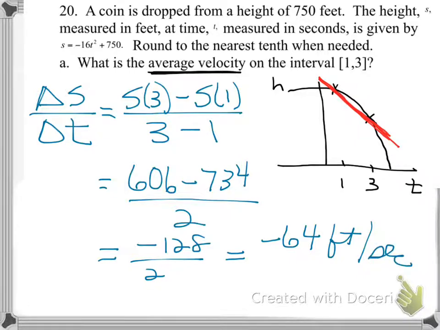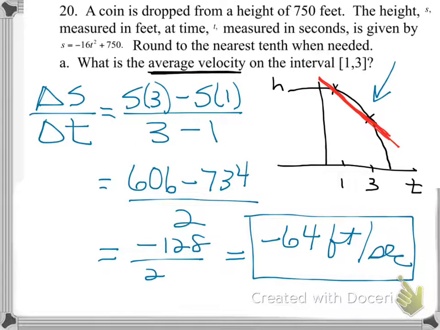So see how that's a velocity even though I didn't take the first derivative? So it makes sense that the slope of this line is negative because of what I see. So here is your answer to part A. Let's go on and do part B.